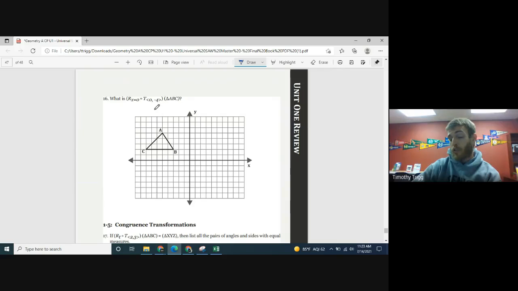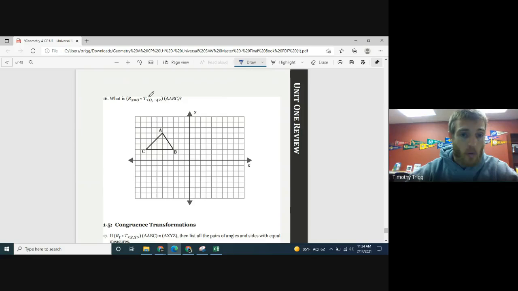Now, when you do a composition, you do this right one first, and then you do the left one. In most cases, it doesn't matter which order you do it, but in some cases it does. So you do the one closest to the triangle, and then you work from right to left. I know it's a little bit weird, but we're going to go right to left.